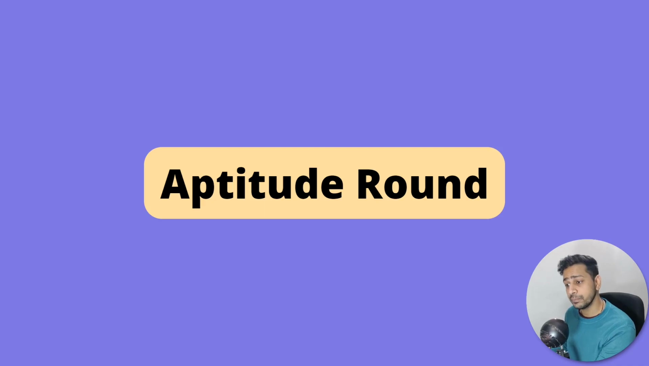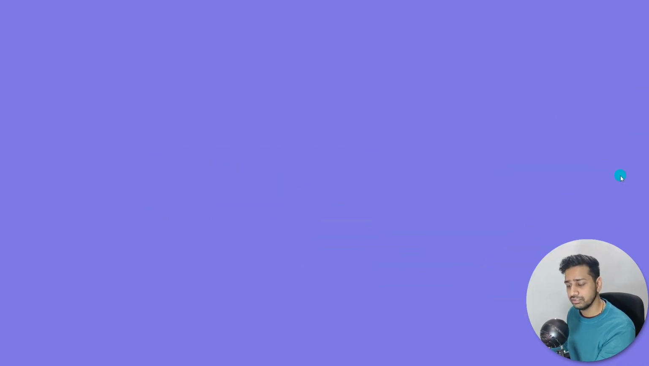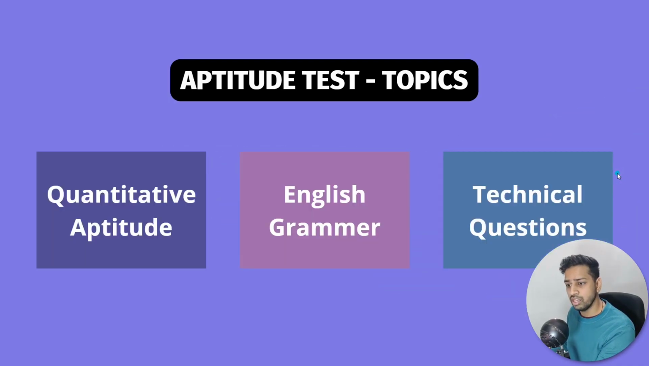Alright, so the aptitude round is going to be rather simple. We all have gone through this test once in a while. It is going to cover quantitative aptitude, which is your basic maths, and English grammar, which can be simple, like in tests such as CAT or something like that. You know about this.